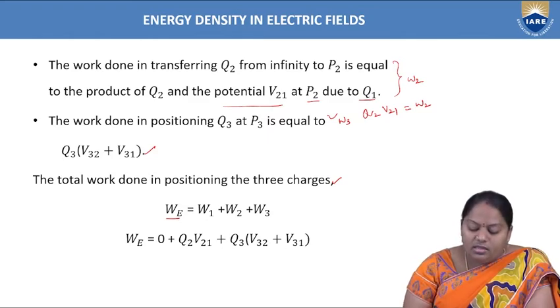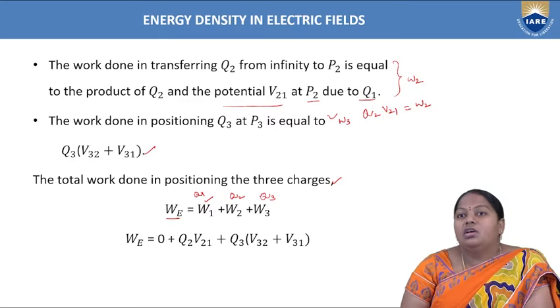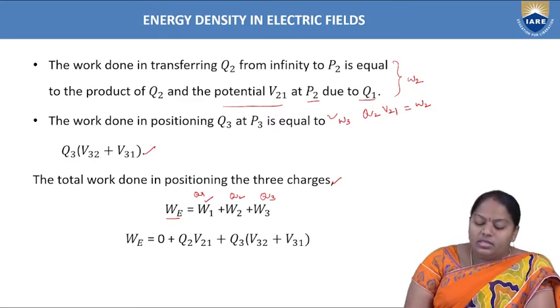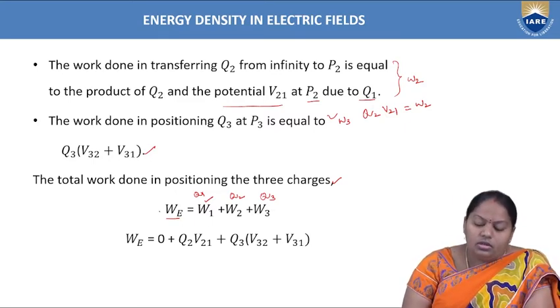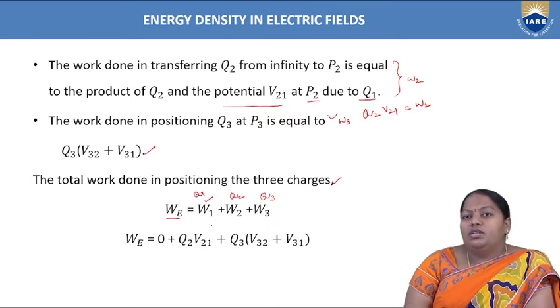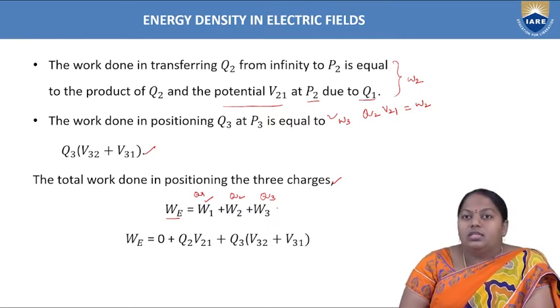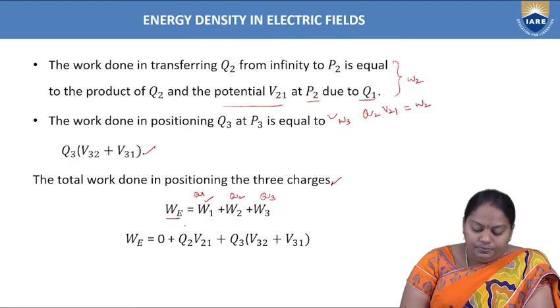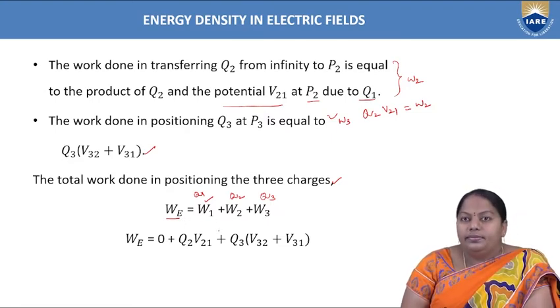So the sum of 3 is given by the work done in order to assemble charge Q1, and the work done in order to assemble charge Q2, and the work done in order to assemble charge Q3. Hence 3 work dones are to be added to get the total work done in order to assemble 3 charges in the electrostatic fields. Hence WE equal to W1 plus W2 plus W3.